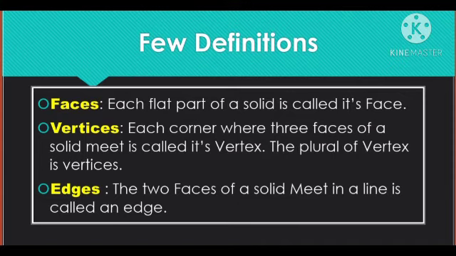Next is edges. The two faces of a solid meet in a line is called an edge. जहाँ पे दो faces meet होते हैं उसे हम कहते हैं edges. The two faces of a solid meet in a line is called as edge. जहाँ पे दो faces of solid एक line में मिलते हैं उसे हम क्या कहते हैं? Yes, we call it edges.